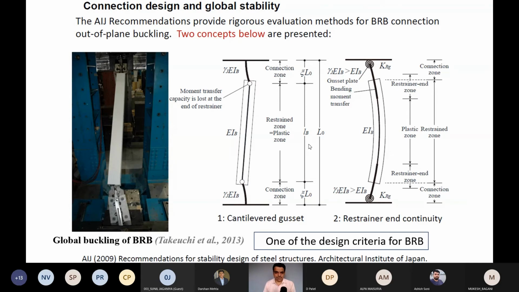So accordingly, detailed methodologies are given in the different standards as well as in the book. And here we can see the moment transfer capacity is lost at the end of the restrainer, and this is the gusset plate which is transferring the bending moment. So naturally, the capacity of the BRB will be very low in this type 1 approach as compared to the type 2 approach. So that's why this restrainer and continuity is very important.